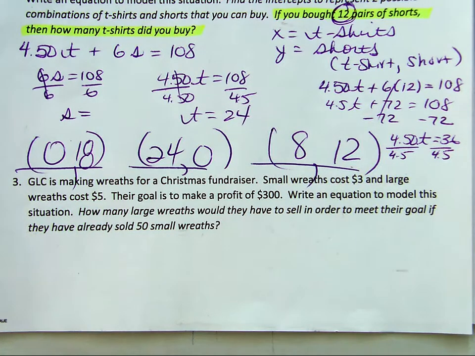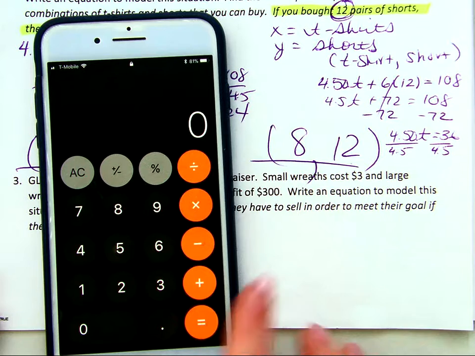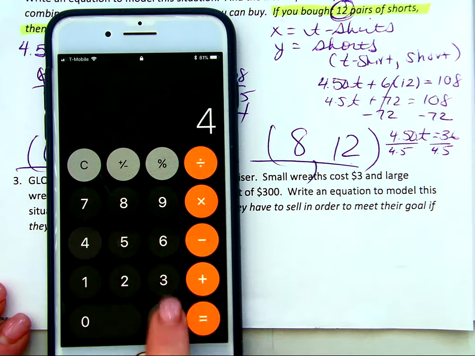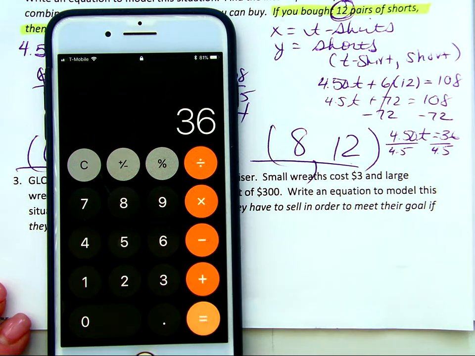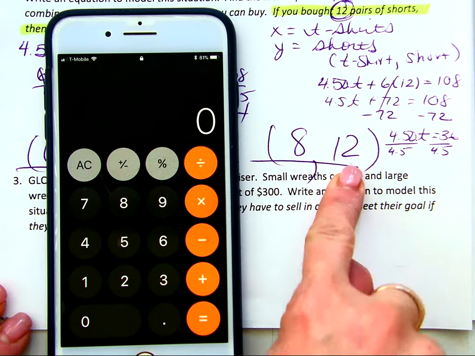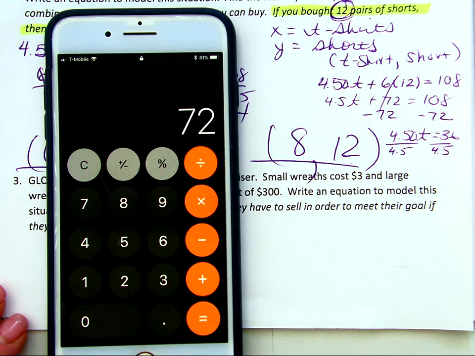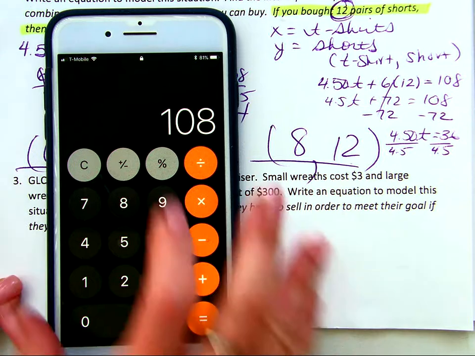Here's how you know if you're right or not. You get your calculator out. How much does a T-shirt cost? So I can get 8 T-shirts for $4.50. That's $36. How much do shorts cost? That's $72 plus my $36. Is that how much money I brought to the flea market? Yep. Okay. Standard form is not that bad, is it?